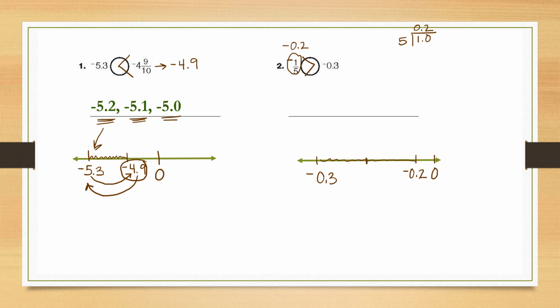What is halfway between 0.2 and 0.3? Well, what is between 2 and 3? Think about that in your head. Well, it would be 2.5. But this is actually a decimal point, so it would be 0.25. And they're negatives, so it would be -0.25.